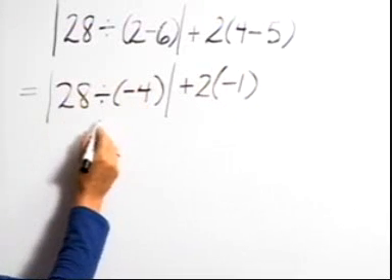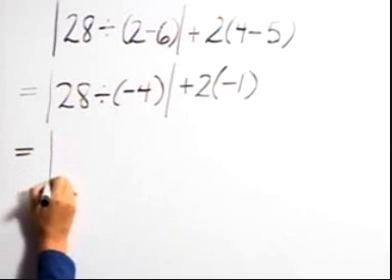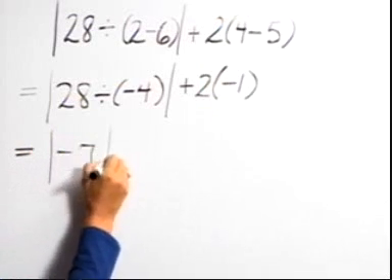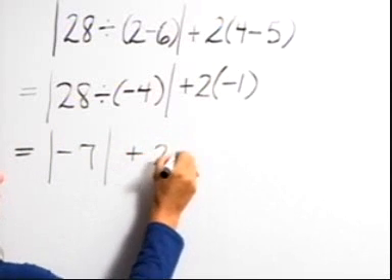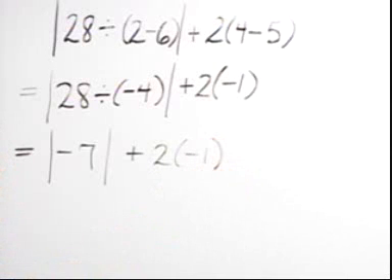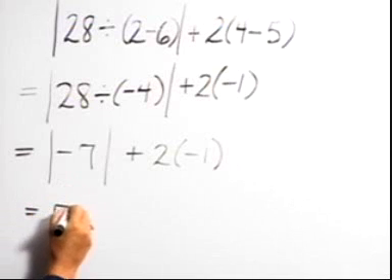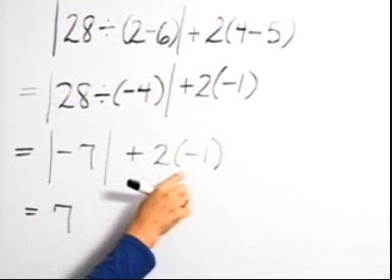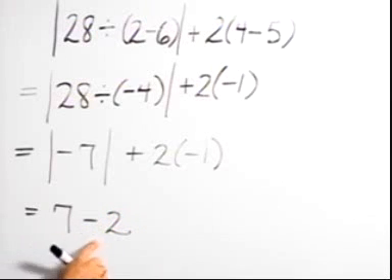Inside our absolute value, 28 divided by negative 4 is a negative 7. And we'll still have our plus 2 times negative 1. Now we'll get rid of our absolute value symbol. The absolute value of negative 7 is 7. And 2 times negative 1 is negative 2. Finally, 7 minus 2 is 5. And our answer is 5.